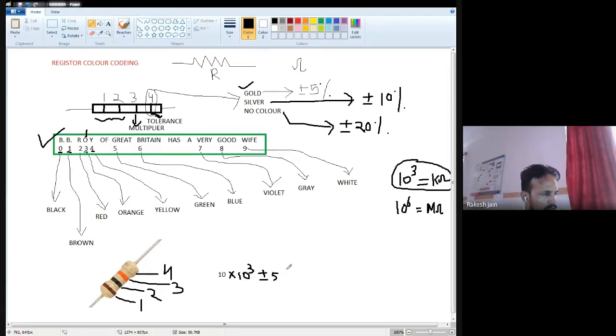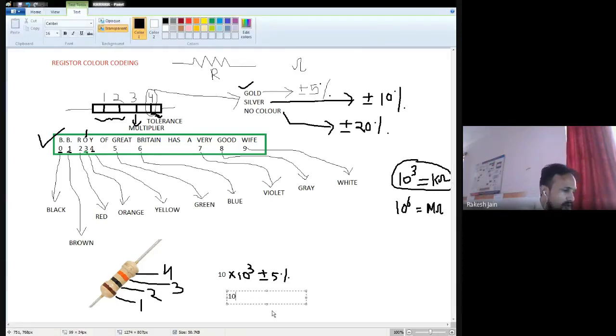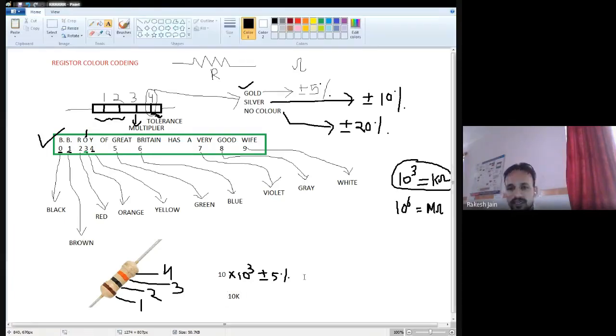So what you understand from this: if someone asks you what is the value of a resistor in which 4 colors are brown, black, orange and gold, then you can say, because 10 to power 3 is there, it means kilo, so it is a 10 kilo ohm resistor, 10k resistor.